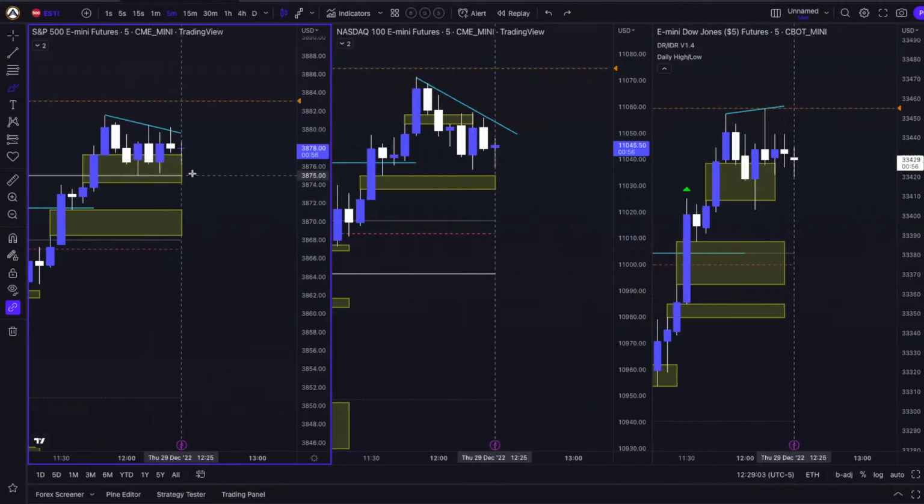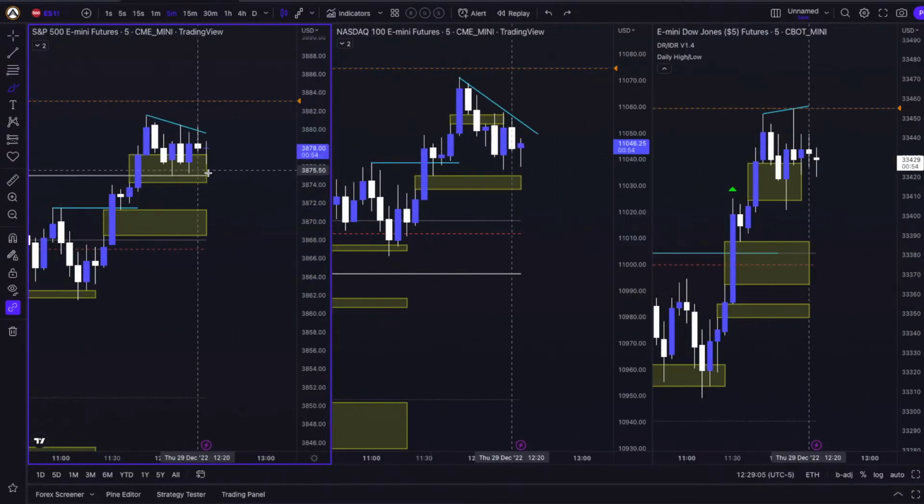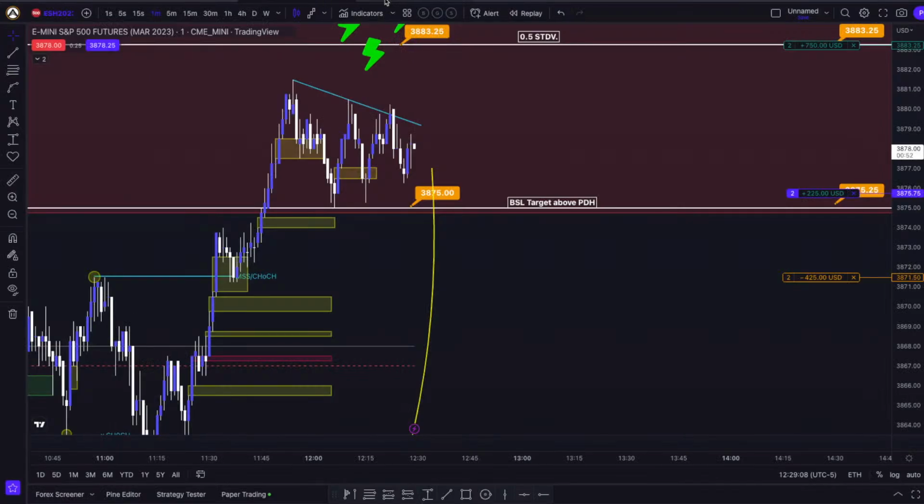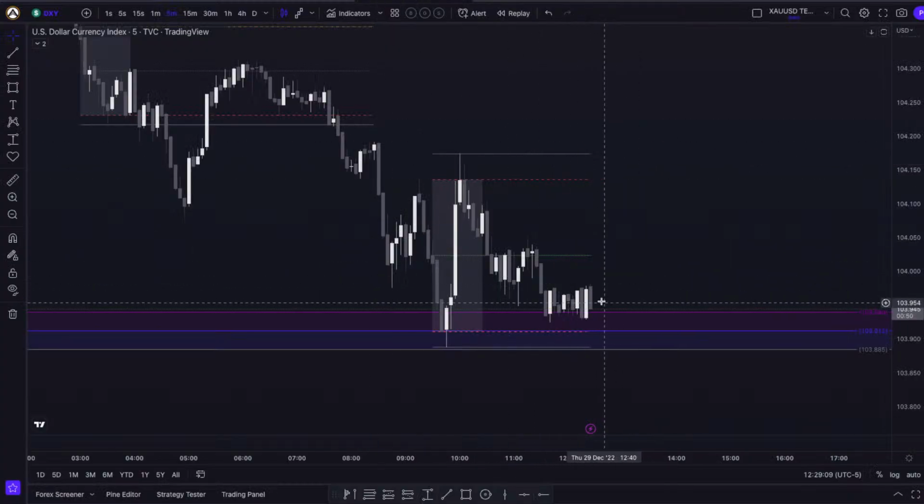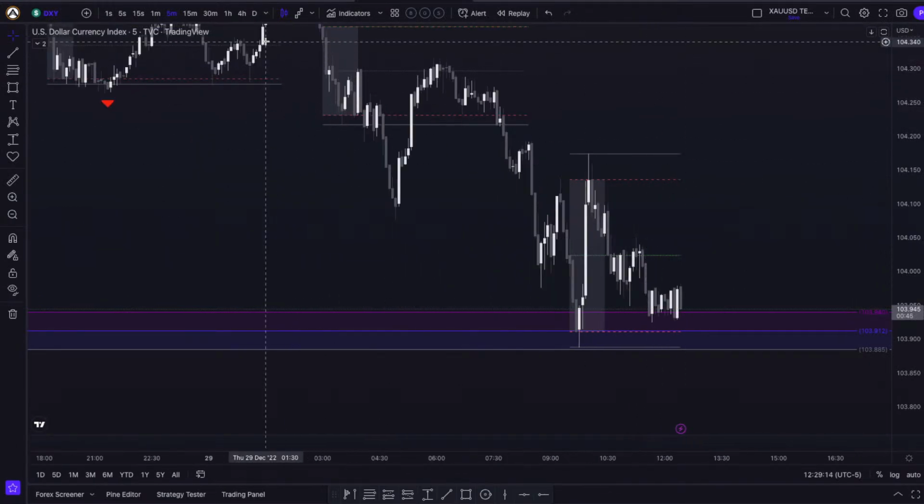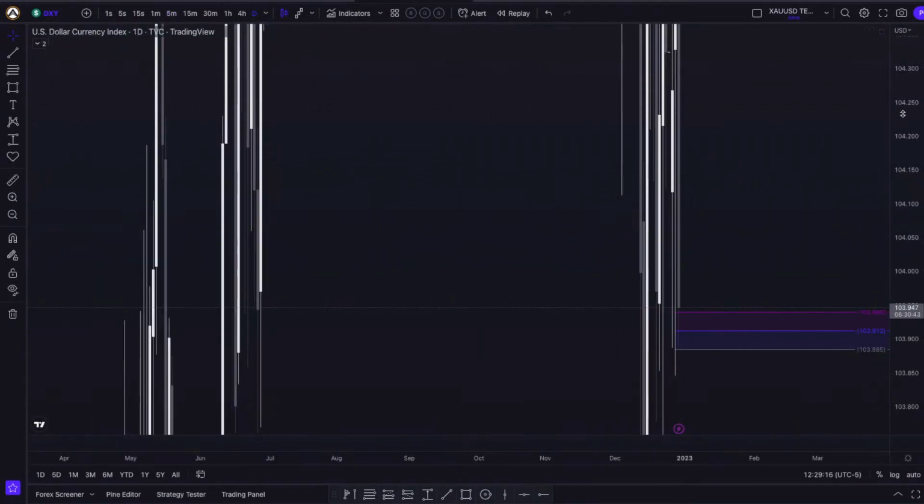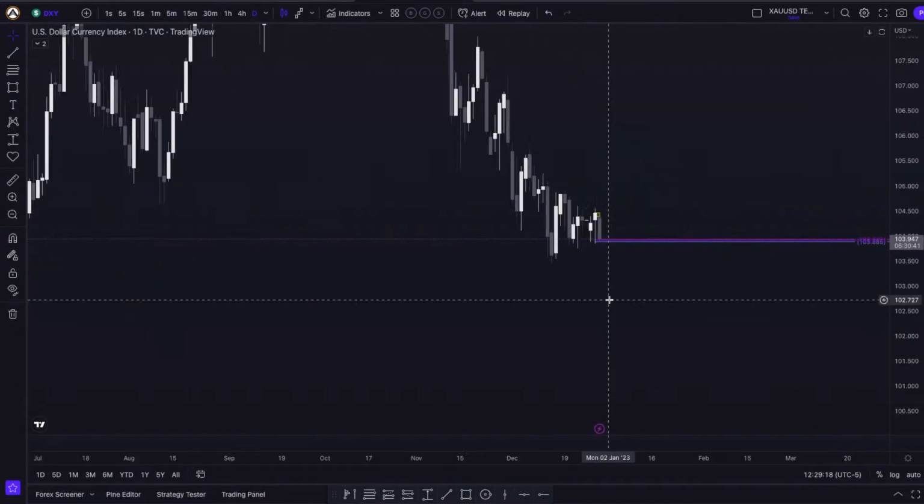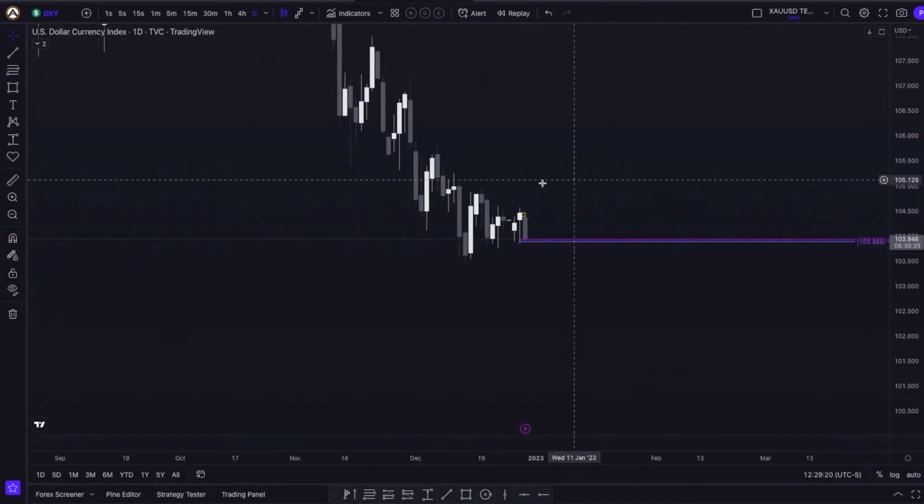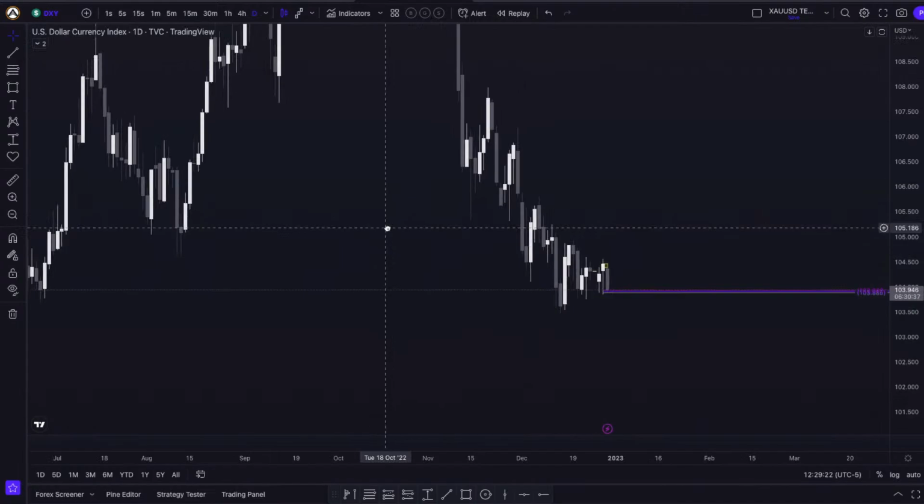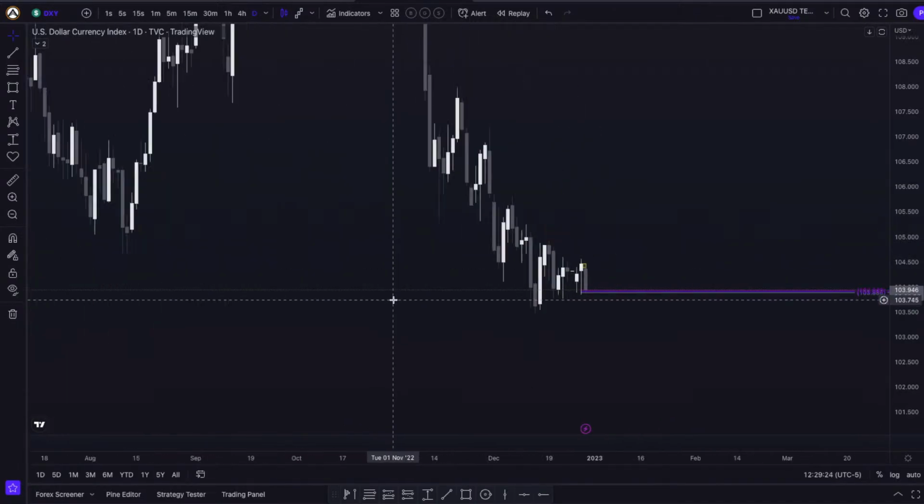Okay, let's get rid of that. But this is ugly consolidation right now. Very likely due to the DXY just going sideways. We can also check it on a higher time frame to see what our general bias would be. Pretty similar to what we saw on the SP 500 daily time frame.